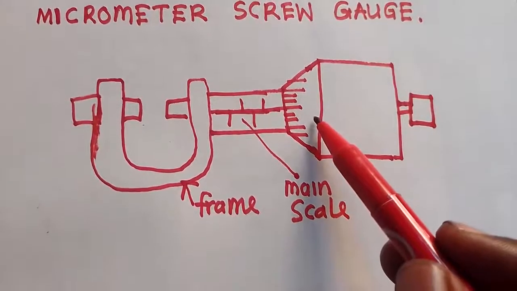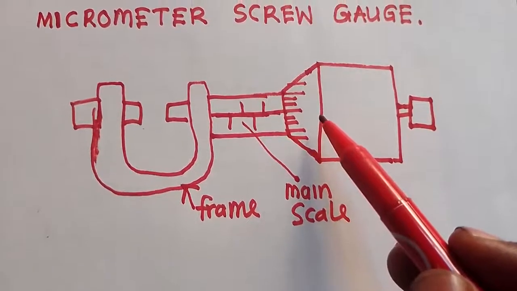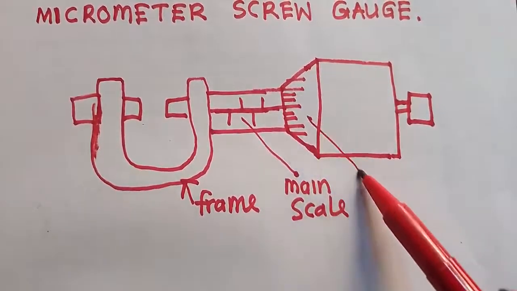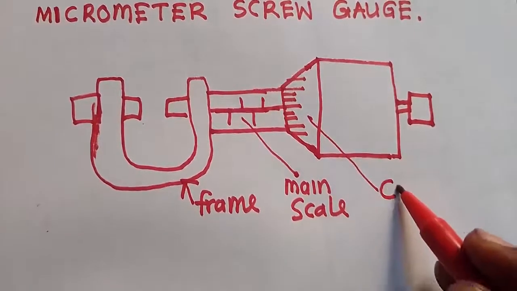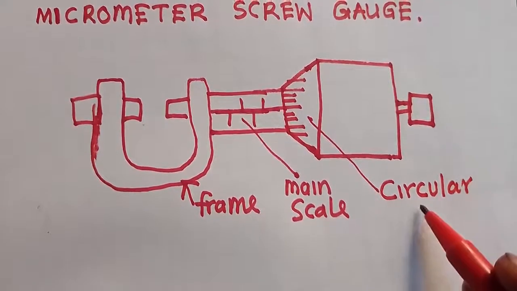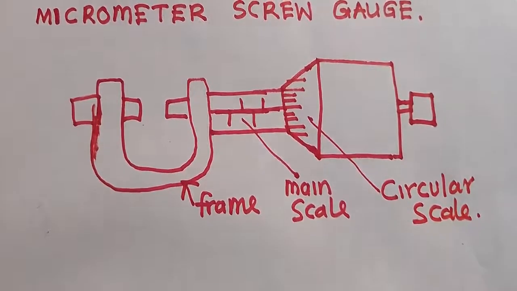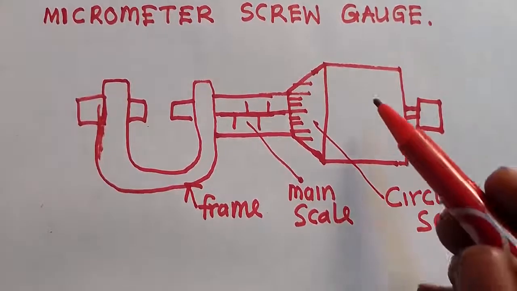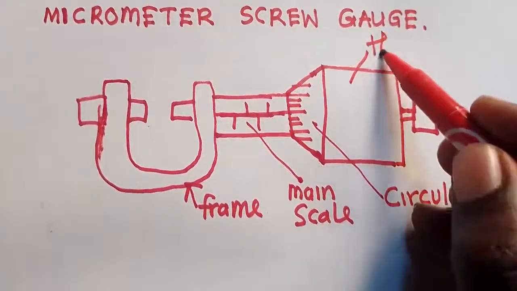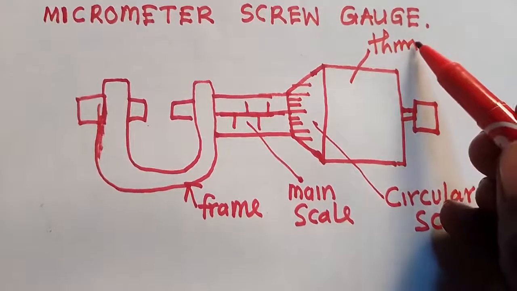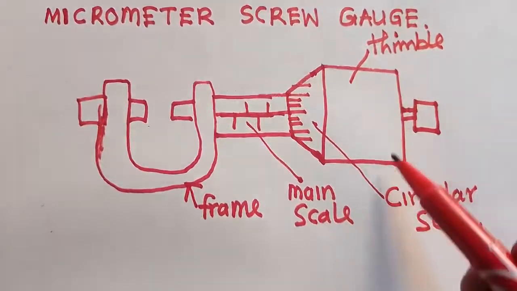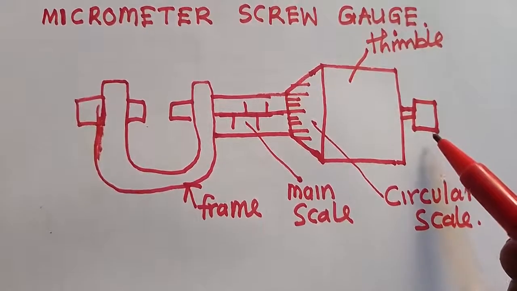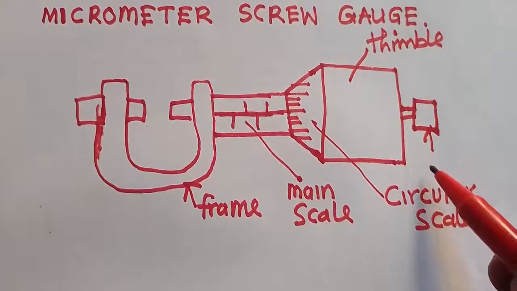We've got a scale here. This scale that is here is called a circular scale. Some people call it a thimble scale. Then this empty part that is here is called a thimble, like this. This part here is called a ratchet.